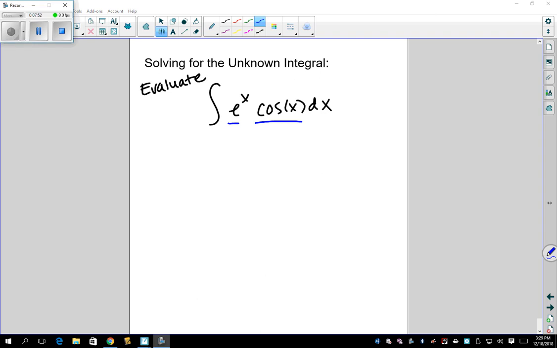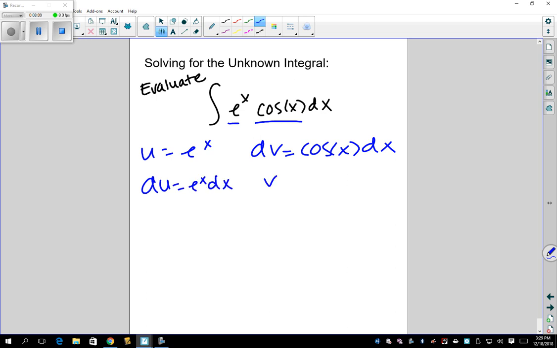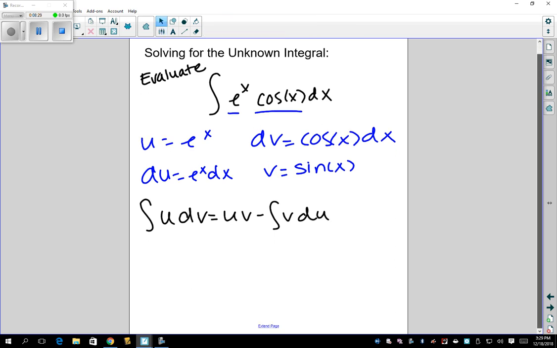I'm going to pick my u to be e to the x, and I'm going to pick my dv to be cosine x dx. So again, first I need to find du, and that's e to the x dx. Then I find v, which, the integral of cosine x is just sine x. And if we remember our handy dandy formula, the integral of u dv is uv minus the integral of v du. And so I'm going to be very particular in the way I write this because you're going to kind of see how it cycles back.